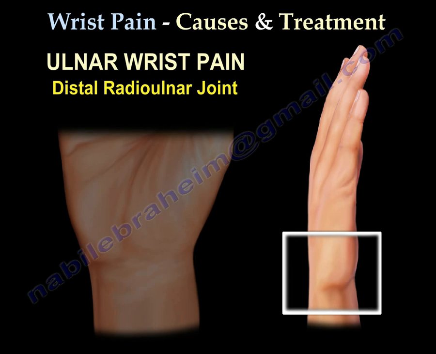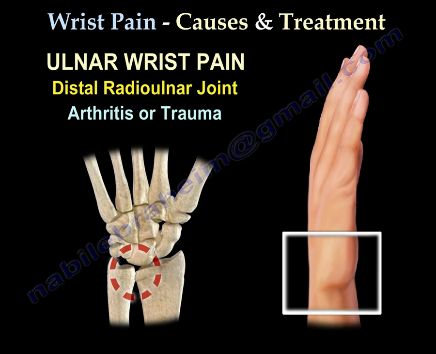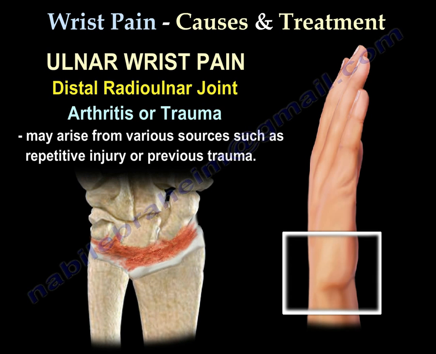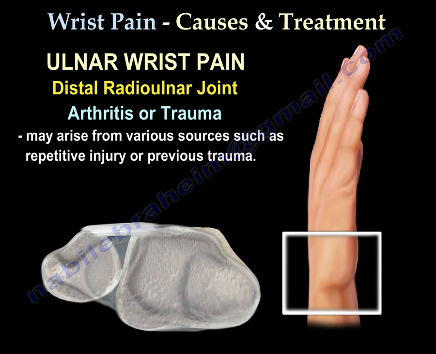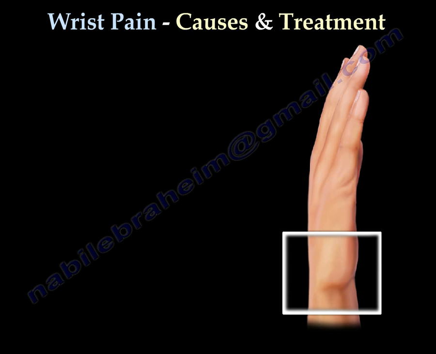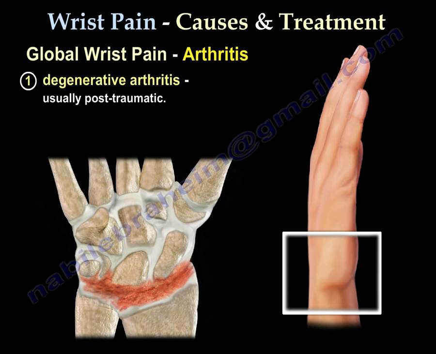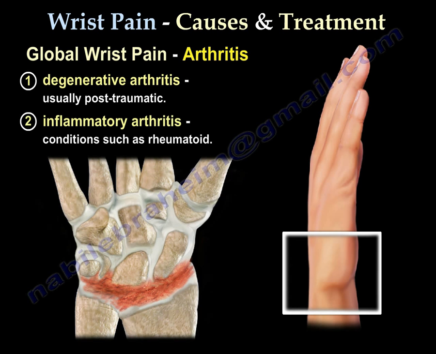Distal radioulnar joint arthritis or trauma. Pain may occur from various sources such as repetitive injury or previous trauma. Finally, global wrist pain, usually from arthritis, either degenerative or inflammatory. The degenerative is usually post-traumatic.